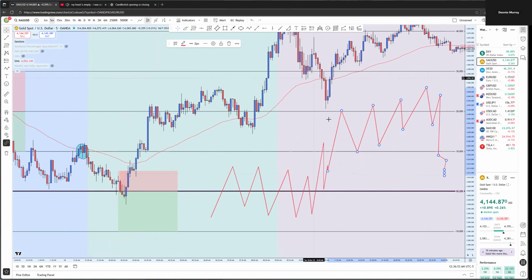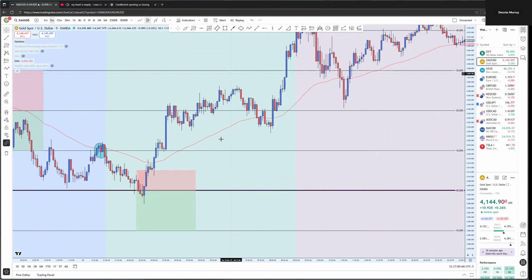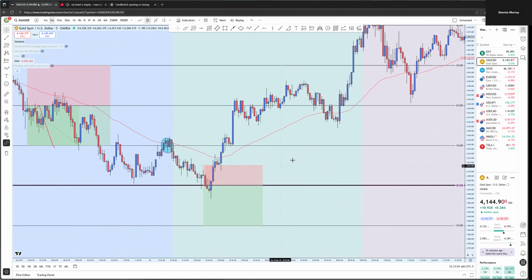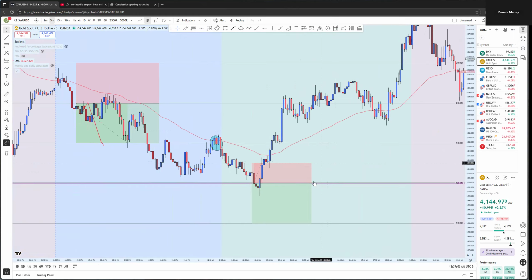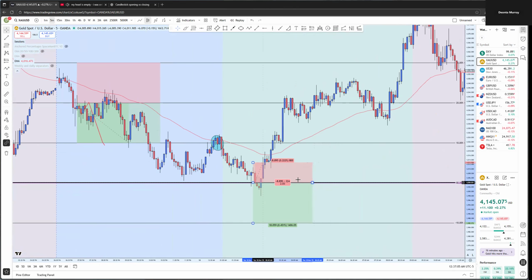So never think that it's going to push like a stock, right? A stock or crypto can push far away. But when you're trading some of these indexes or forex pairs, think of it as a bounce. So try to take the bounce.